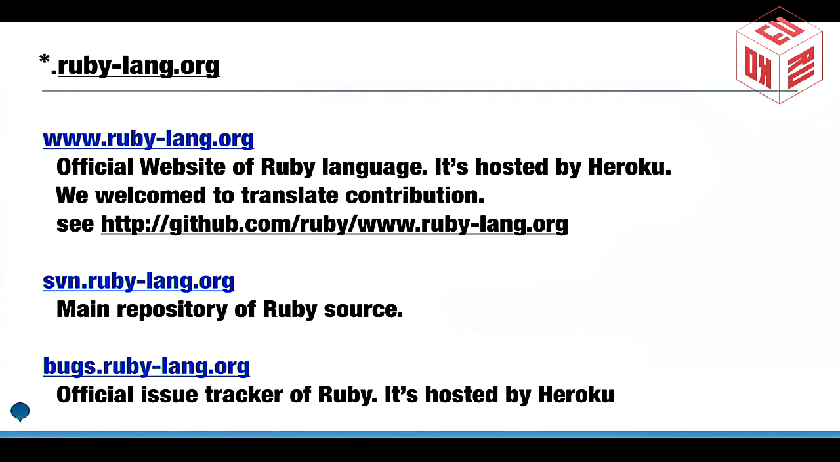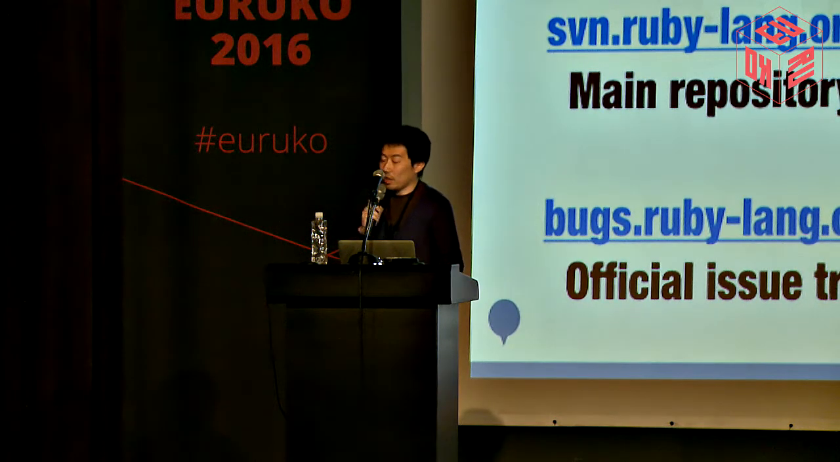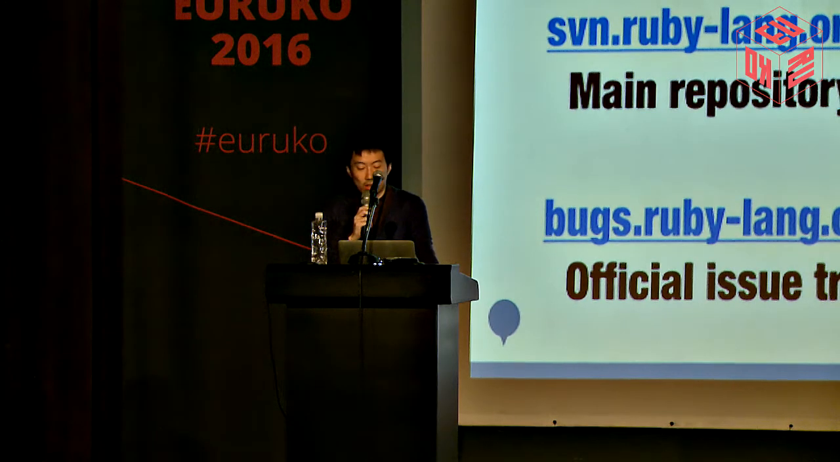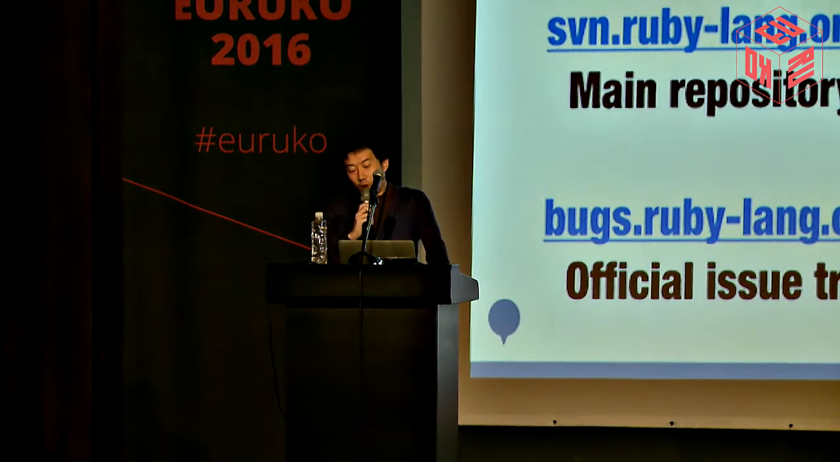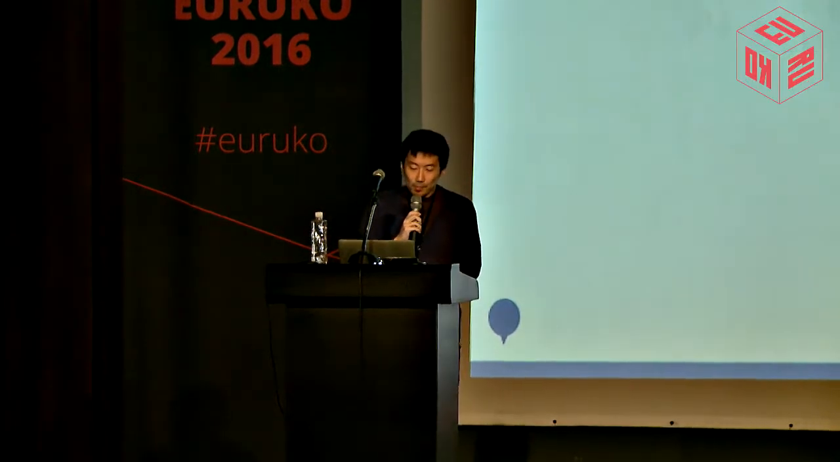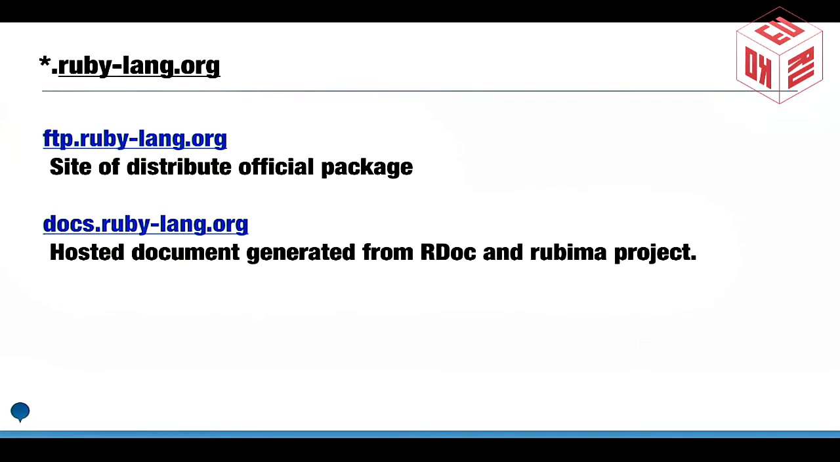Next, I introduce the websites of the Ruby language. There are official resources of CRuby. www is the main internet site. It's the official site and uses a GitHub repository. We welcome translations from English to other languages. svn is the main repository of Ruby source code. bugs.ruby-lang.org is the official issue tracker, built on Redmine. And ftp is the website for package distribution. docs is the official documentation site.